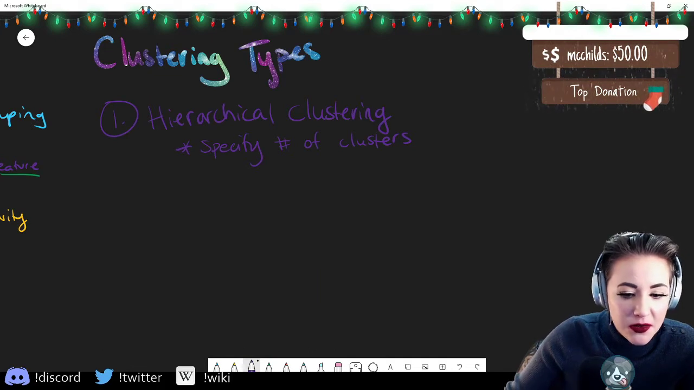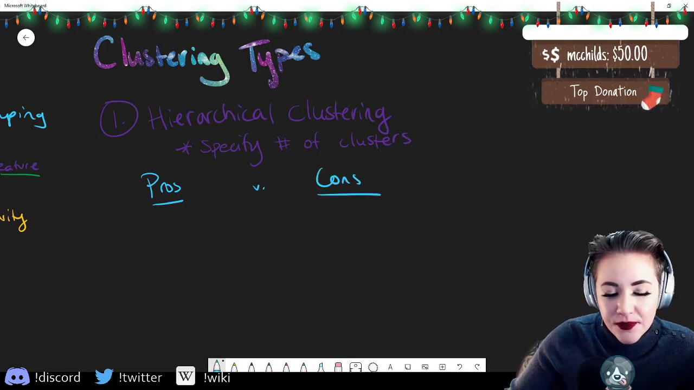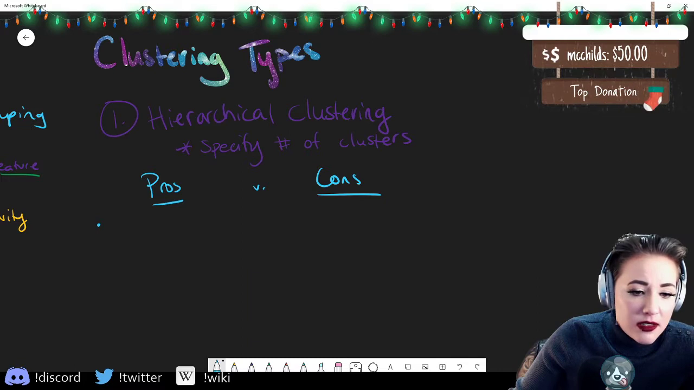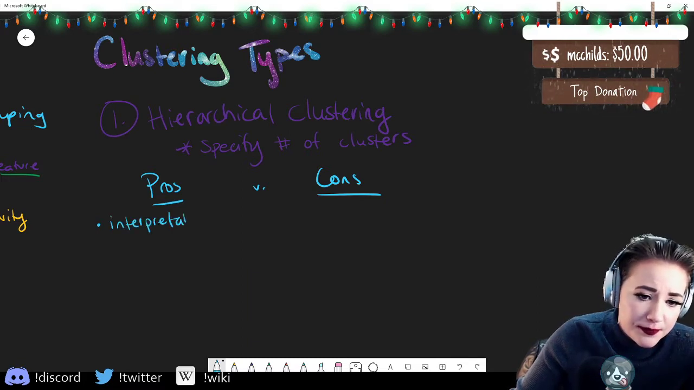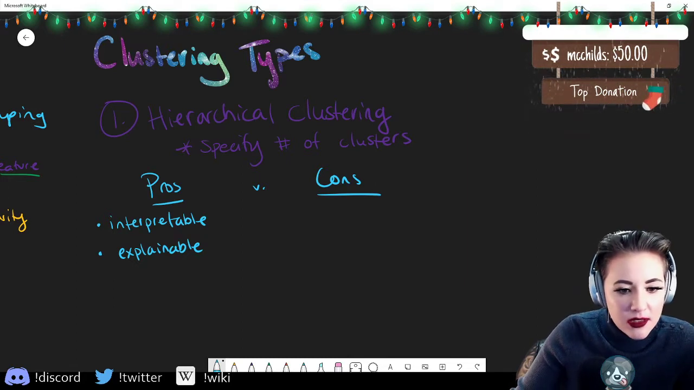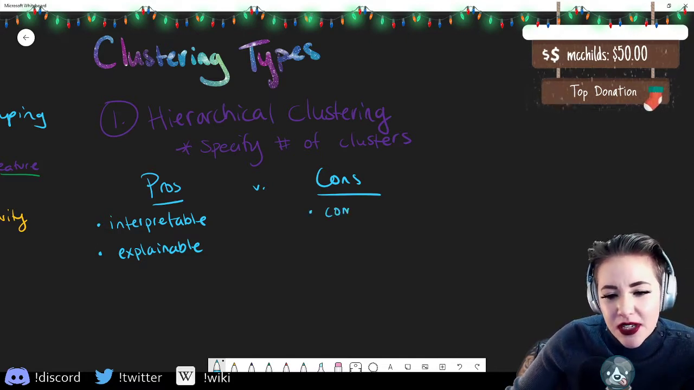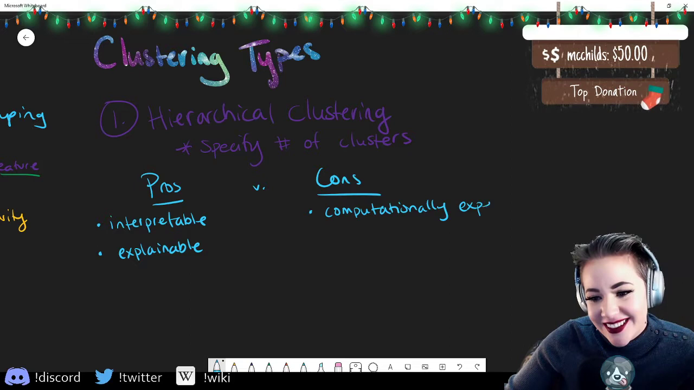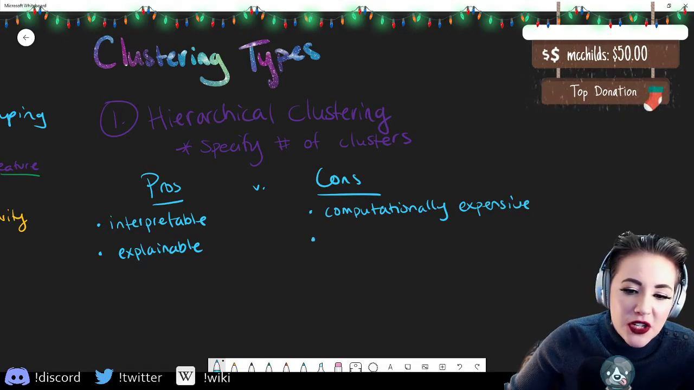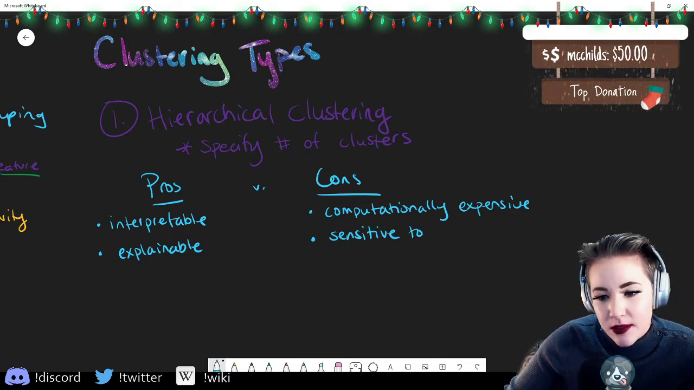There are some positives though. So if we're to make our little T chart here, our pros versus our cons of this model, our pros are that it's highly interpretable and explainable, right? Just like with decision trees, whenever we're able to visualize the machine's decision-making process, it makes it interpretable and explainable, which is really great. Downsides, this one is a bit computationally expensive. Computationally, it's hard to talk and write. Computationally expensive, and unfortunately it's quite sensitive to noise in your data, to anomalies.